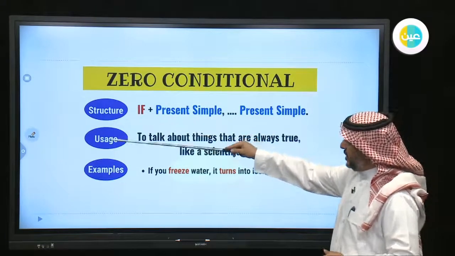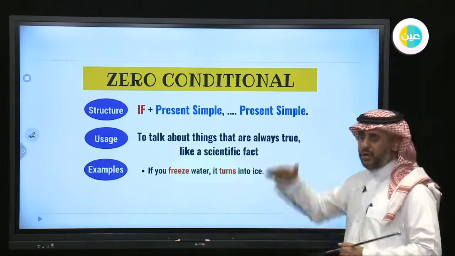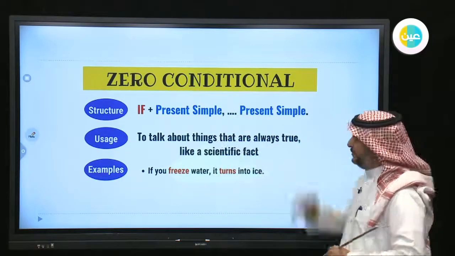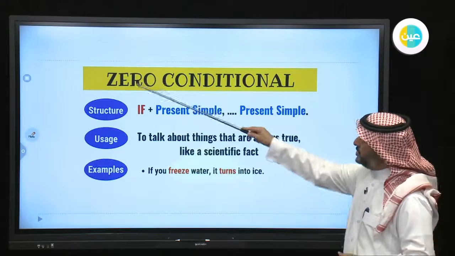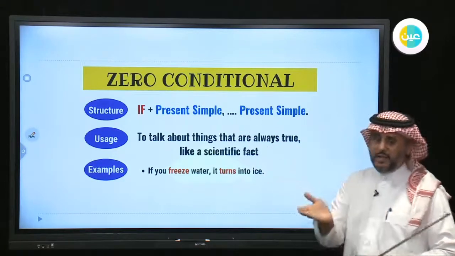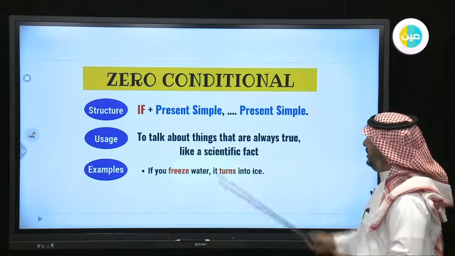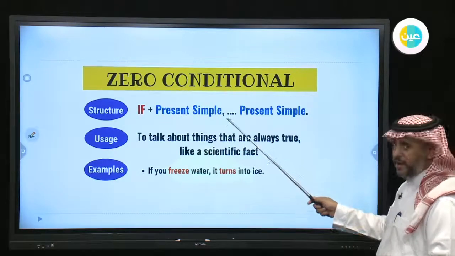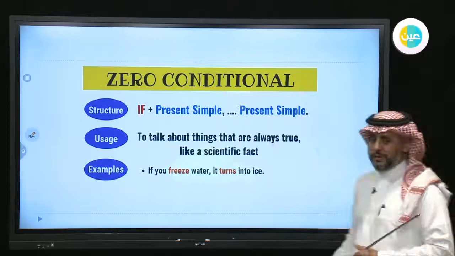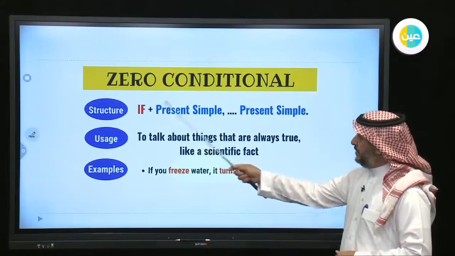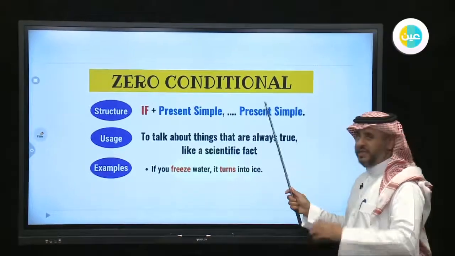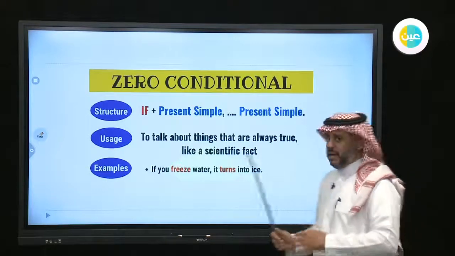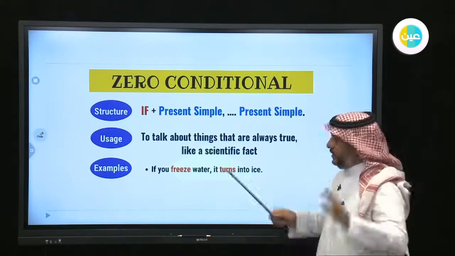We will focus on three things: structure, usage and examples. This is called zero conditional. It is different from the first. Zero conditional structure: if plus present simple, comma, present simple. If plus present simple, comma, the result is also in the present simple. وهي if الشرطية في الوضع الطبيعي.